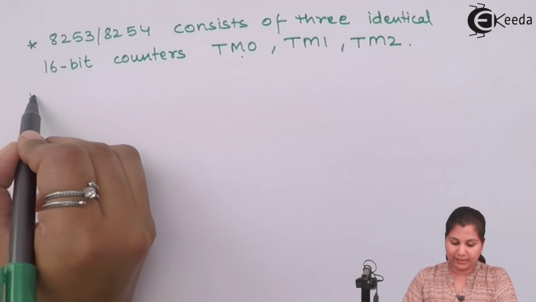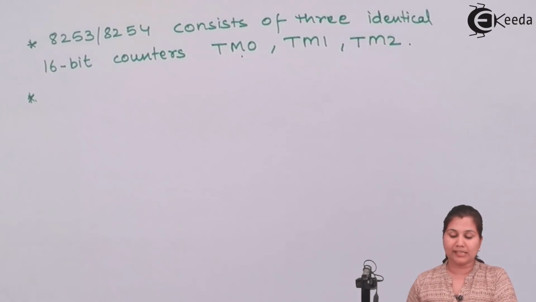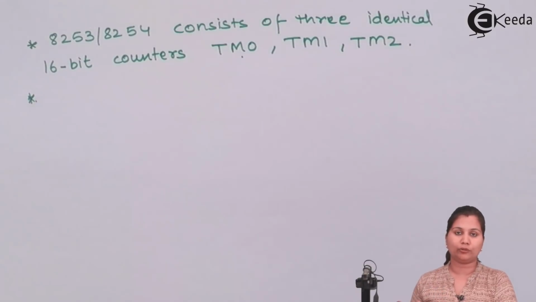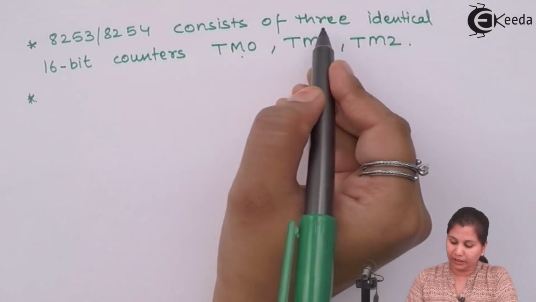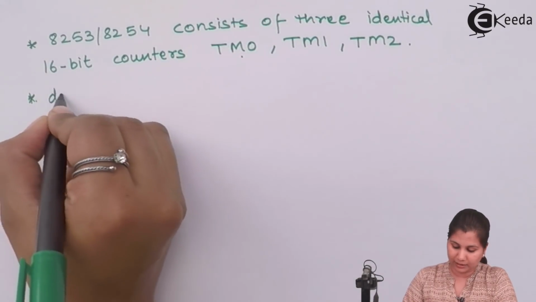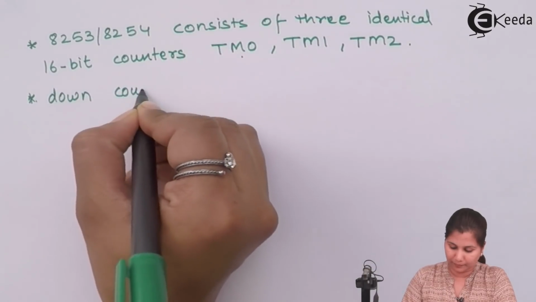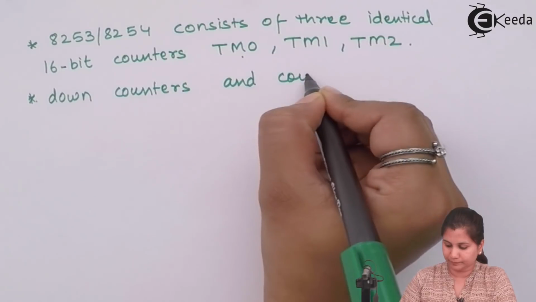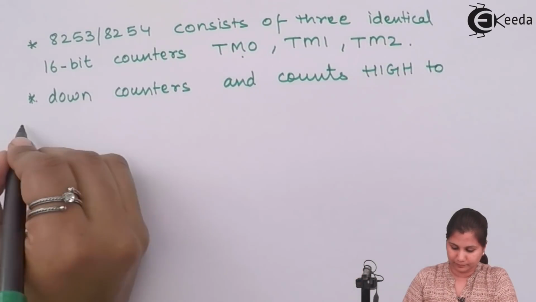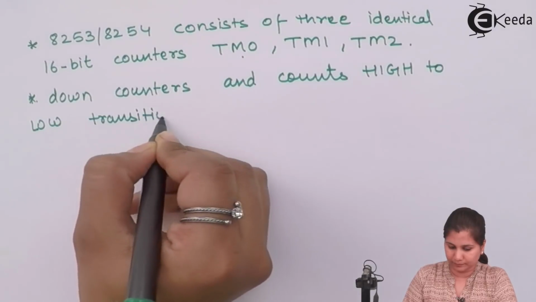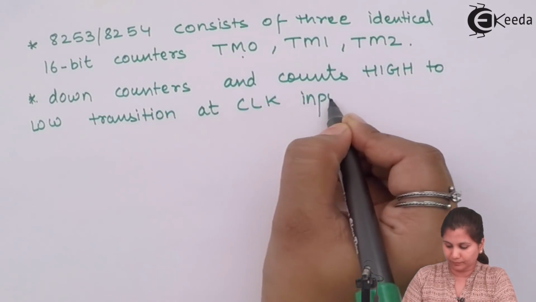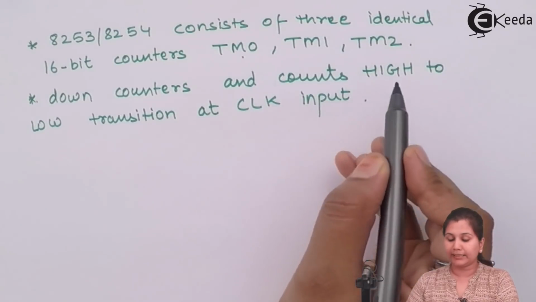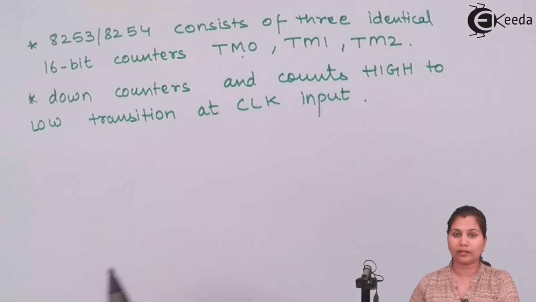These counters are basically down counters, meaning they are initialized with the highest value of the count, and then the count is decremented at each transition from high to low of the clock input. So these three identical 16-bit counters are down counters, and they will count at each high to low transition of the clock input.